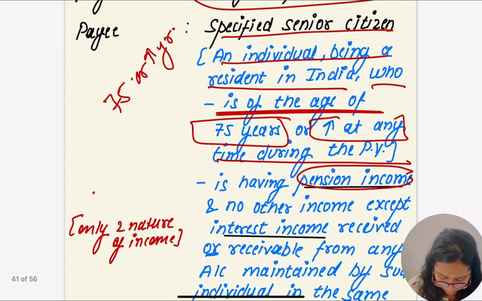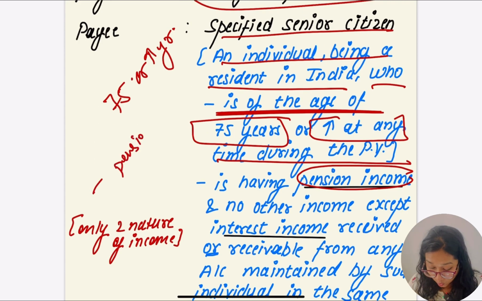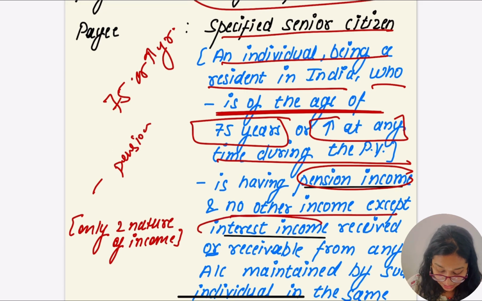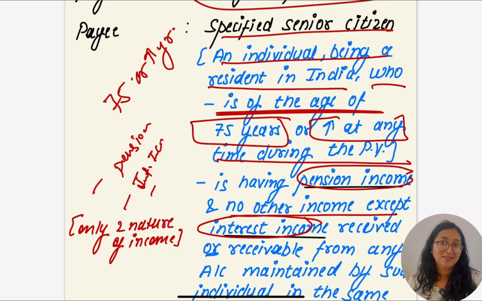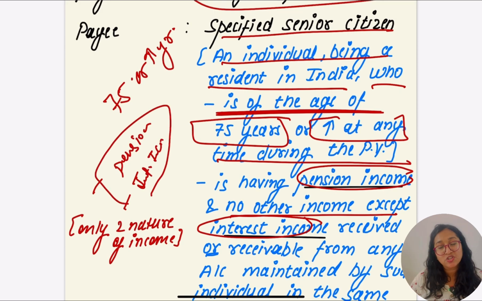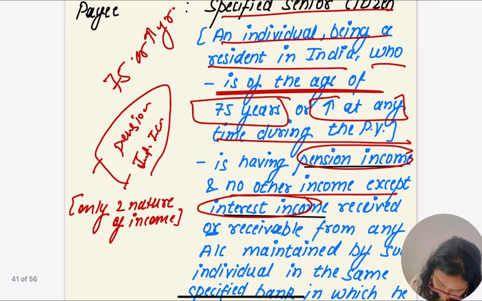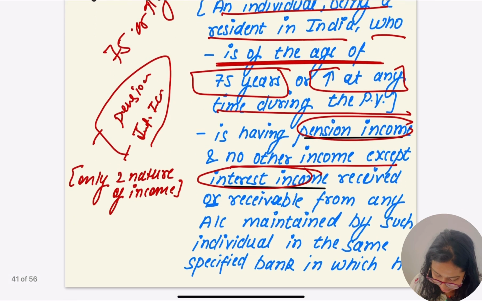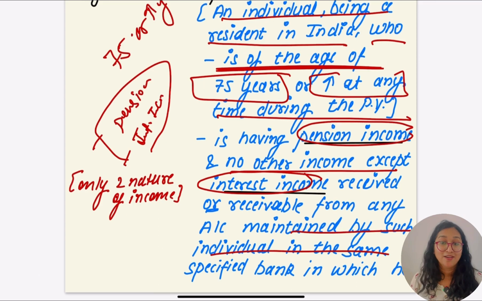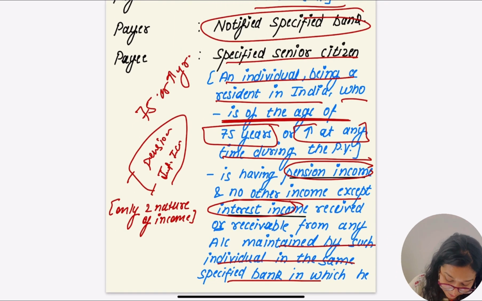Let's find out the second income, which says there is no other income except interest income. The interest income is actually received by this senior citizen. So the first income is pension, the second is interest income, received or receivable from any account maintained by such individual in the same specified bank.